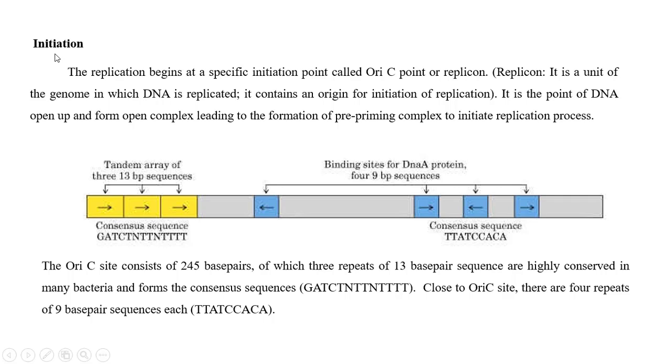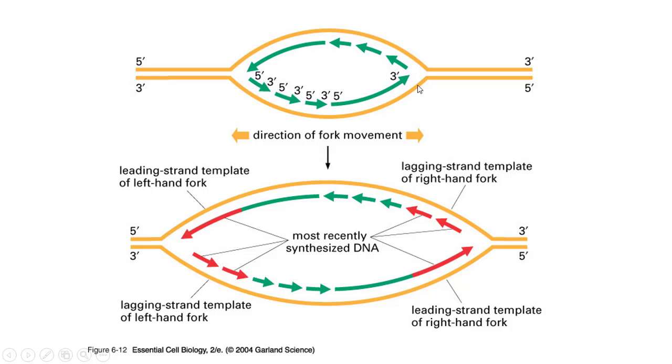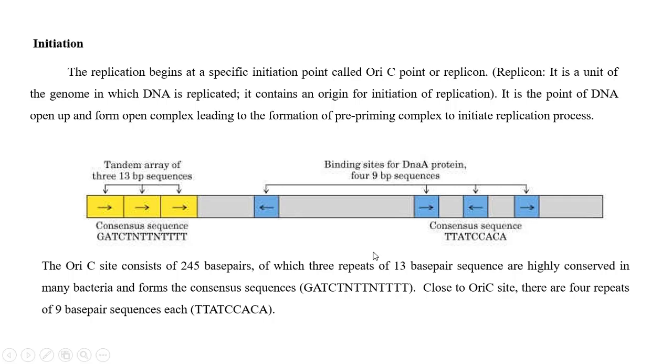The first stage of DNA replication in prokaryotes is initiation. The initiation begins at a specific site in the DNA called oriC or replicon. It is a unit of a genome in which the replication starts. It is the point where the DNA opens up to form a replication eye or replication bubble by the enzyme helicase. So this is the origin of replication, oriC. It is a specific site.